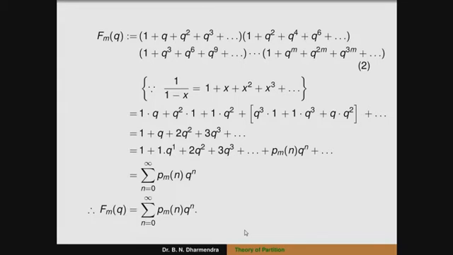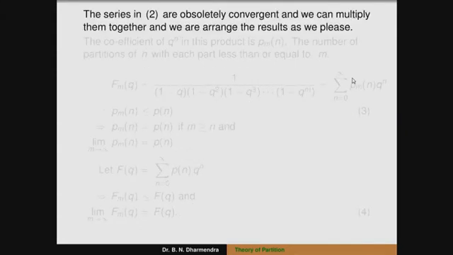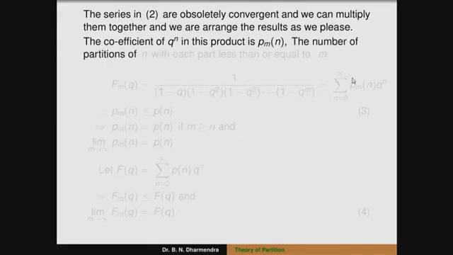So this series we call equation 2, and this series is absolutely convergent. We can multiply together and arrange the result, placing the coefficient of q to the power of n. In this product, the coefficient is p suffix m of n, the number of partitions of n. So we restrict p suffix m of n to be the number of partitions of n with each part less than or equal to m.